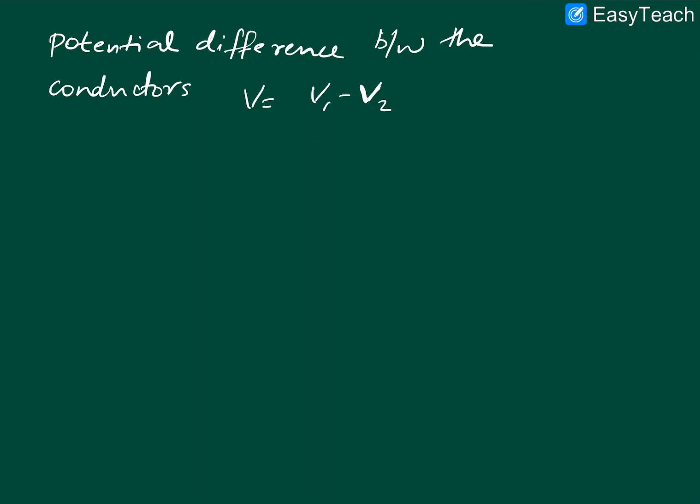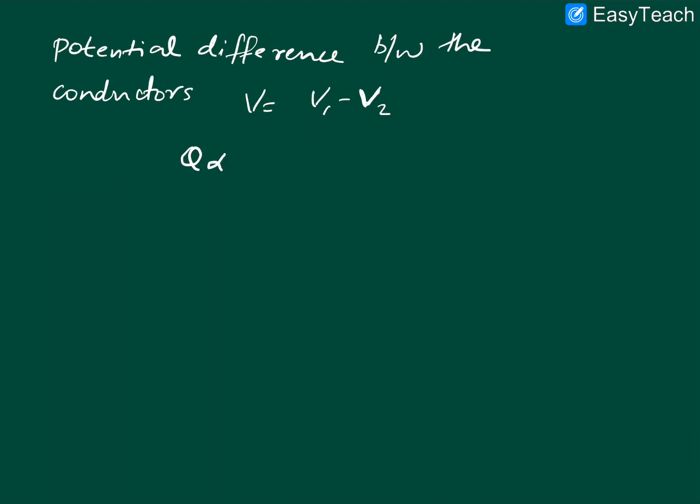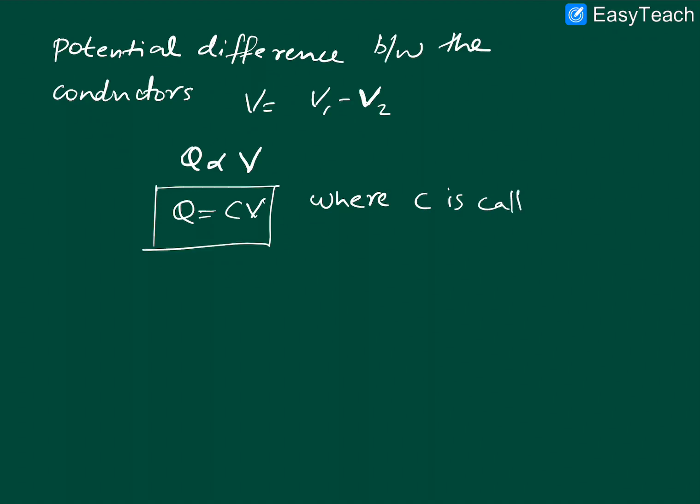This leaving of charges from a plate depends upon the potential between the plates. So the amount of charge moving is proportional to the potential difference V. By multiplying with a constant, you can change the proportionality sign: Q is equal to CV, where C is called the capacitance. Depending upon the material, C will change.